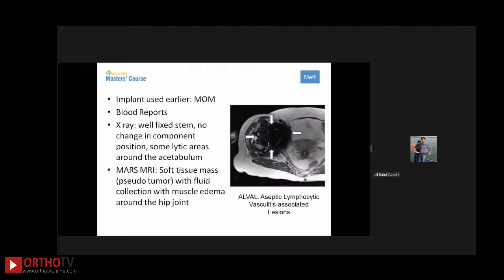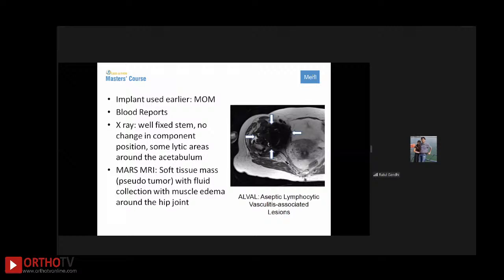So we investigated him for the reason for this problem. At that time, we were aware of this complication of a metal-on-metal hip. So we did blood tests for cobalt and chromium levels. The X-ray suggested that the stem was well fixed.